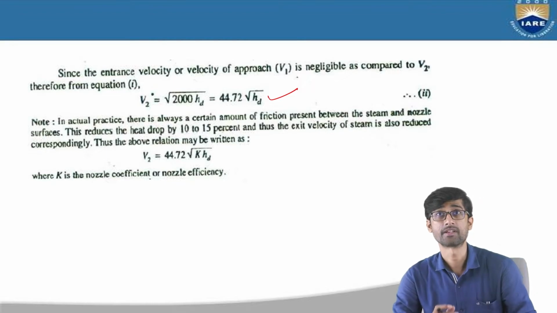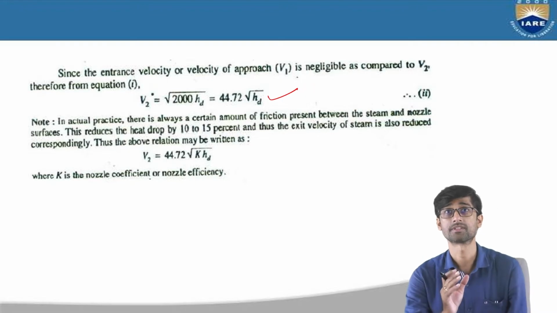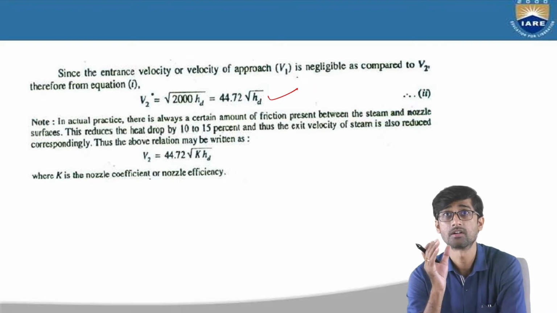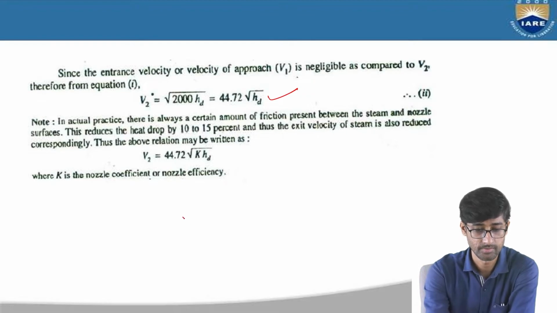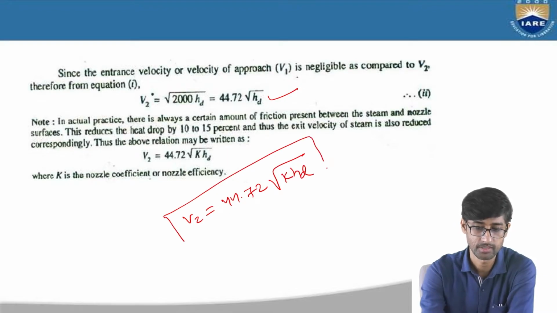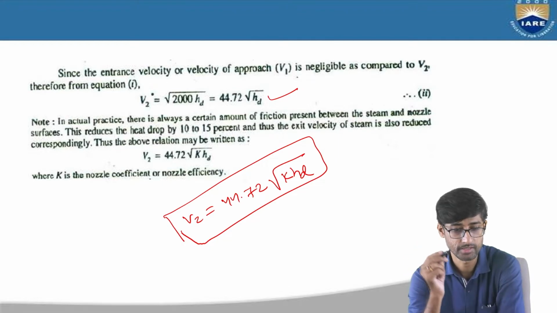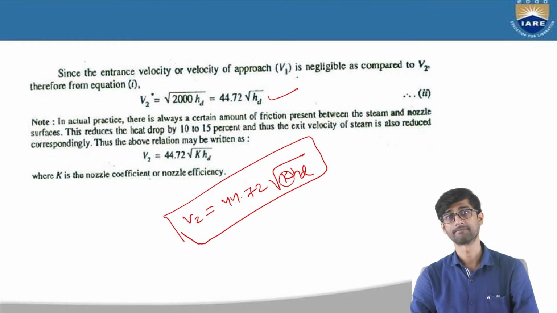But remember, in actual practice there is always a certain amount of friction between the steam and the nozzle surface. This will reduce the heat drop by 10 to 15%. Thus the exit velocity V2 of steam is also reduced correspondingly, and the relation may be written as V2 equal to 44.72 square root of k hd, where k is the nozzle efficiency or coefficient of nozzle.